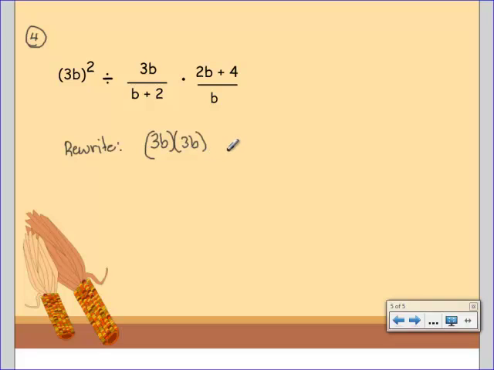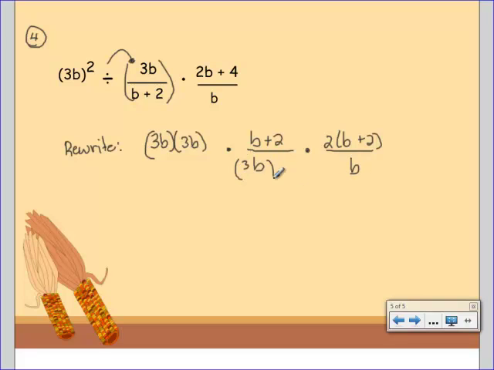Division changes to multiplication. I flip. So the 3b goes on the bottom and the b plus 2 goes on the top. And I don't flip the second fraction because I only flip the fraction that comes right after the division sign. It doesn't mean flip everybody. It says flip what you're dividing by. I'm dividing by 3b over b plus 2. That's why that got flipped. So this will be 2b plus 2 and a b on the bottom.